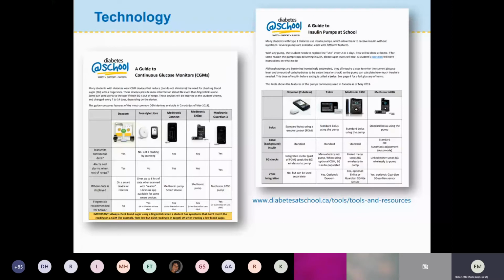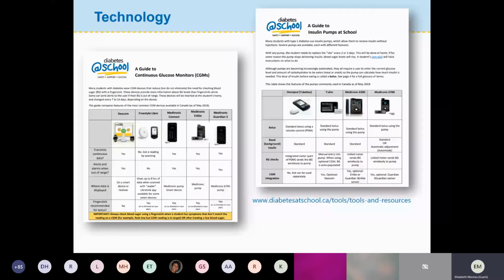So these, again, if your child has one of these devices, rather than give them the owner's manual for your pump, maybe provide this to them so that they can just have a little bit of familiarity with what is going on with their student.